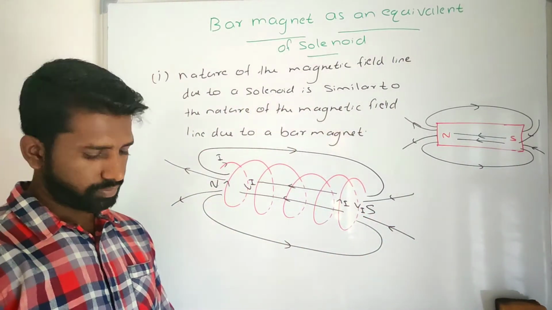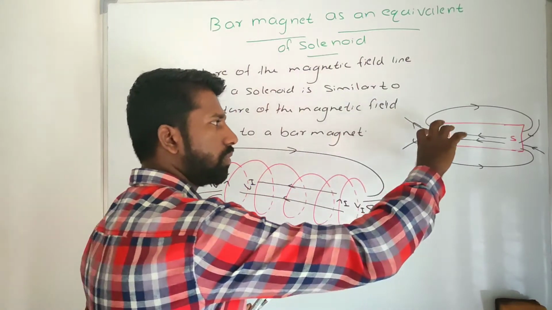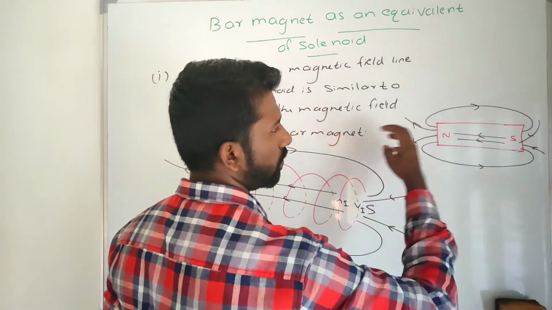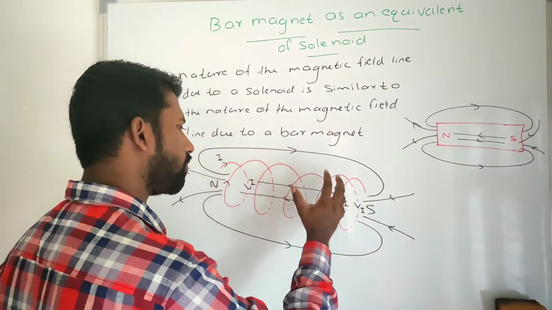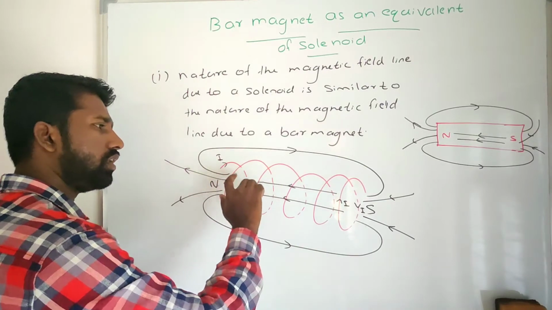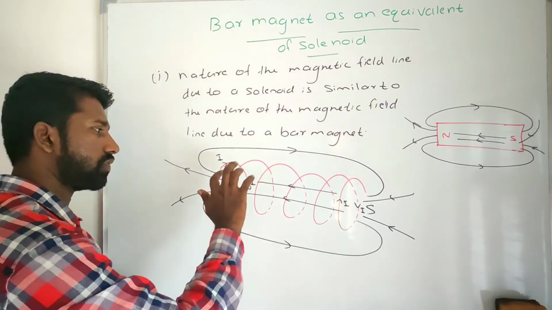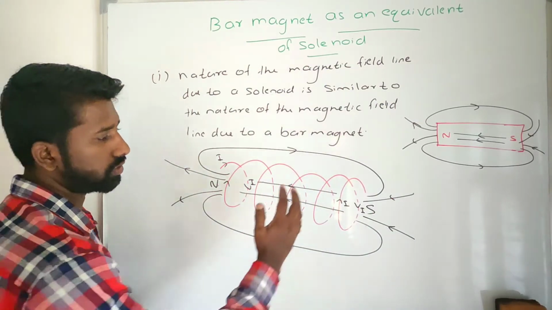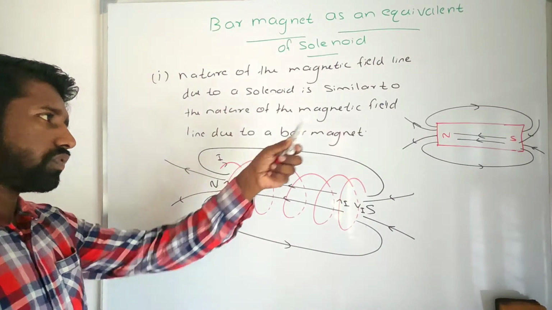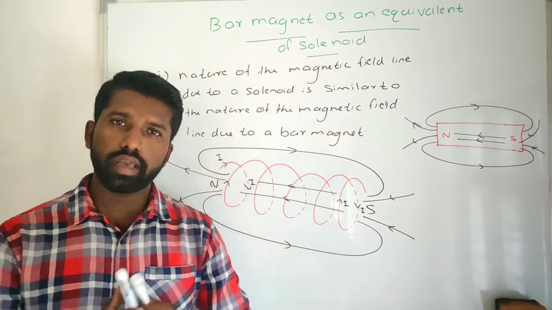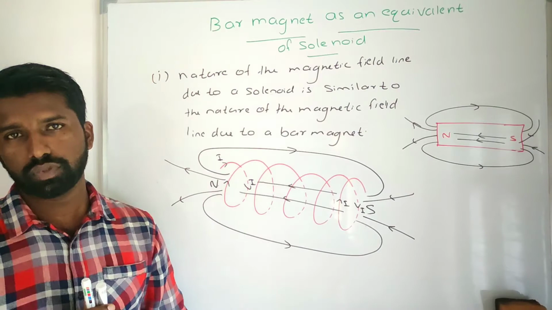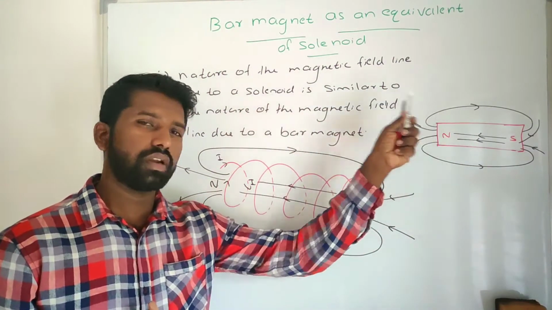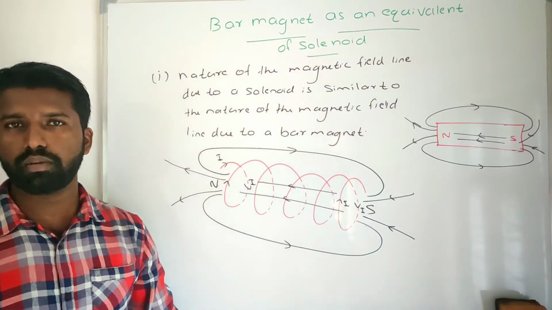Now we look at this. From the north pole, the magnetic field line originates and comes to the south pole, and inside the bar magnet, the field line is from south to north. In a similar way here also, outside the solenoid, the magnetic field line is from north to south, and inside the solenoid, the magnetic field line is from south to north. So from this, we can say that the nature of the magnetic field line due to a solenoid is similar to the nature of the magnetic field line due to a bar magnet.